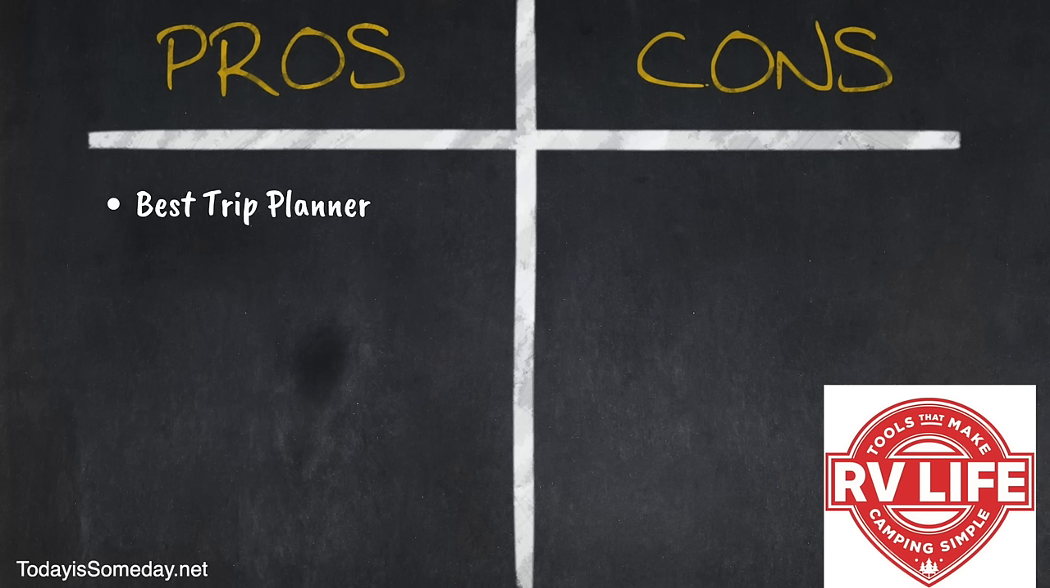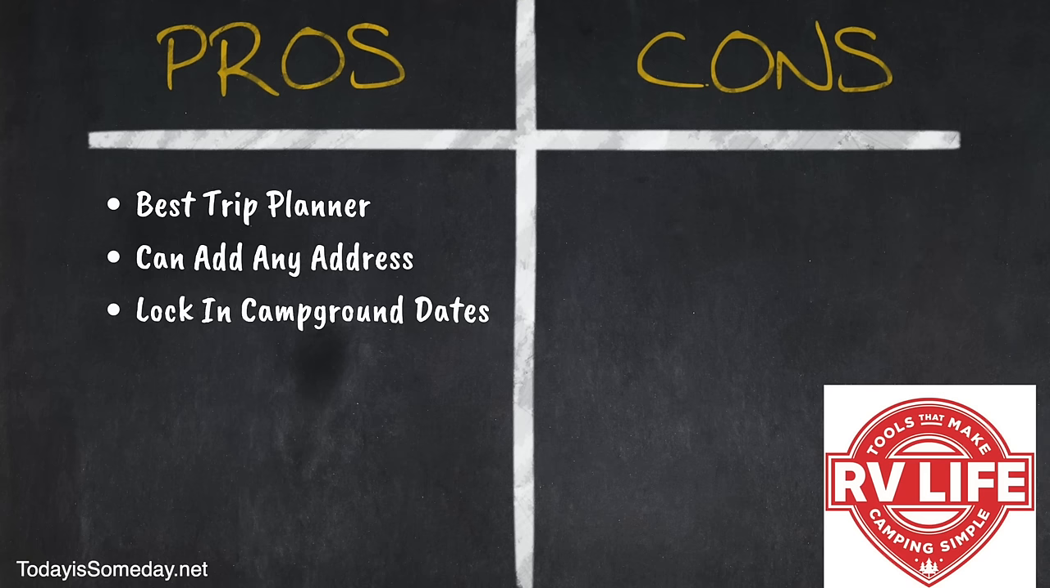So let's talk about the pros of RV Trip Wizard. First up, it is the best trip planning tool in my personal opinion, and that's because you can put any address into the trip planner. Unlike the Dyrt, where you have to have a specific campground, you can't put in a home address or another business. I also love the fact that RV Trip Wizard will allow you to lock in dates, even if you have a gap between your last campground.